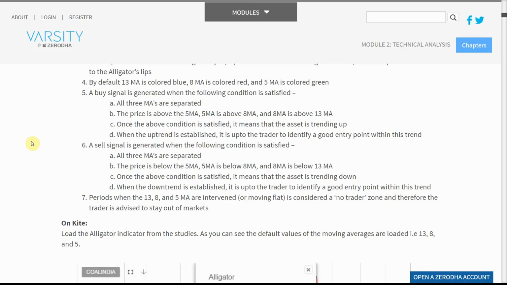Periods when the 13, 8, and 5 MAs are intertwined or moving flat are considered a no trade zone, and therefore the trader is advised to stay out of markets.